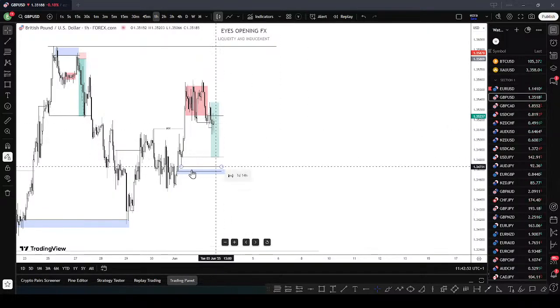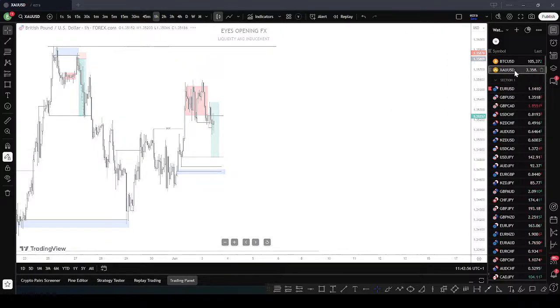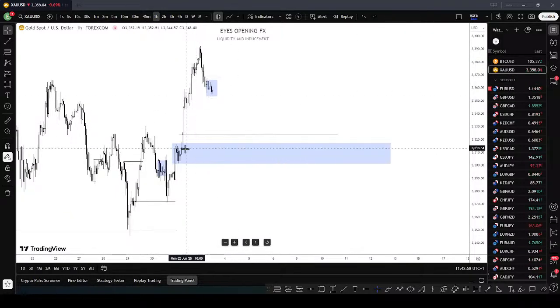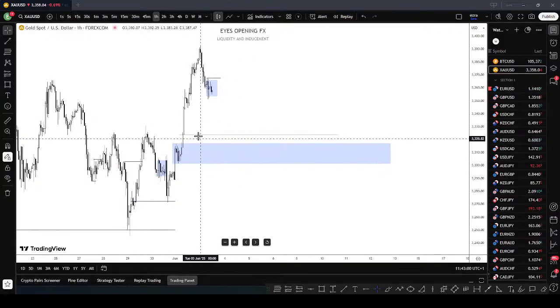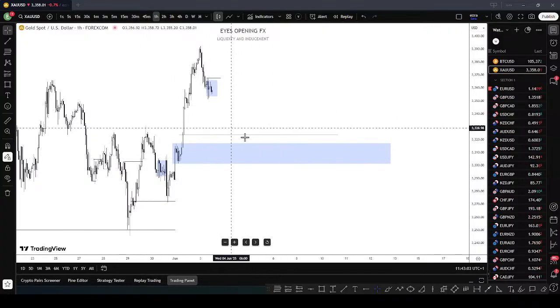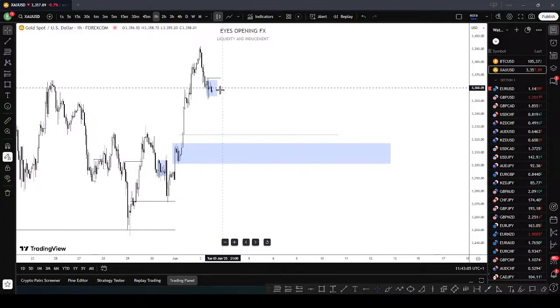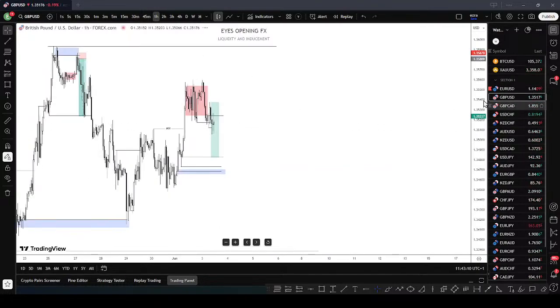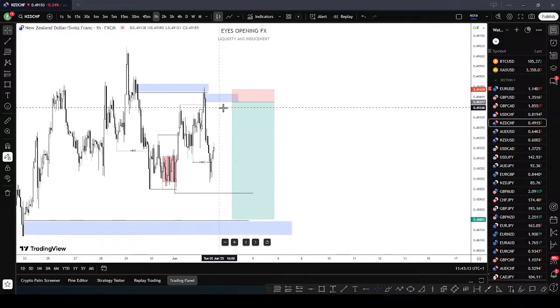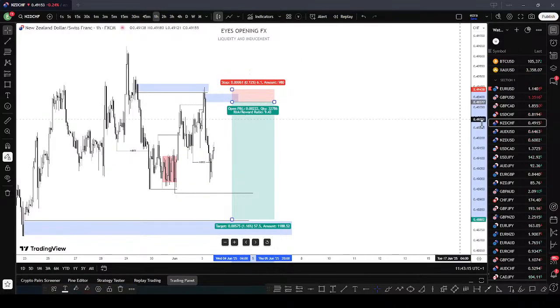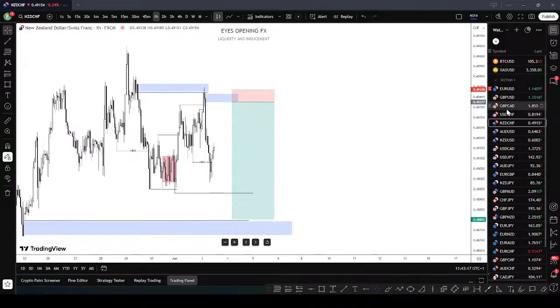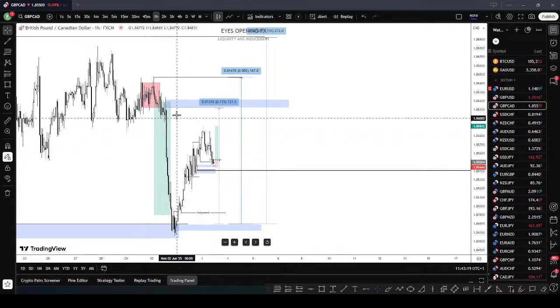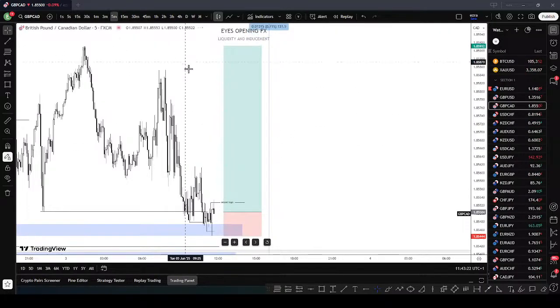So I will update this trade in the channel. Then gold, the same thing. We're expecting a buy from here, but I won't update gold today. I'll just wait for market to do what it wants to do here first before I update it. So I will update these 2 trades in the channel. So that is all for today's live session.